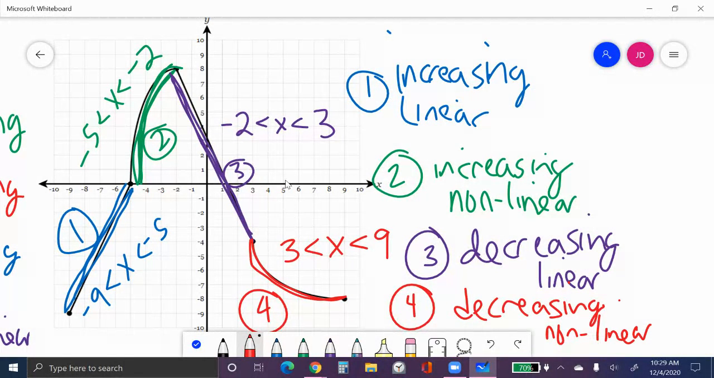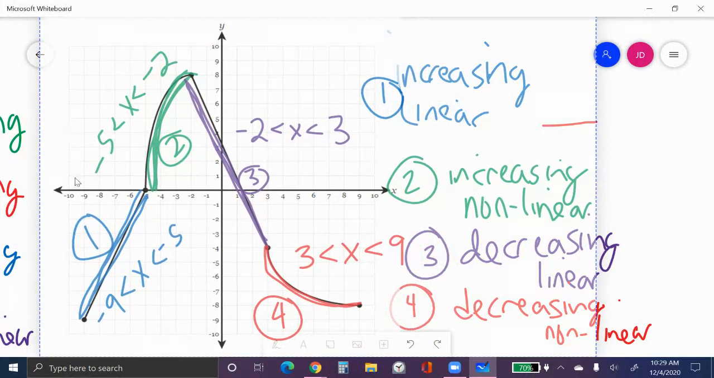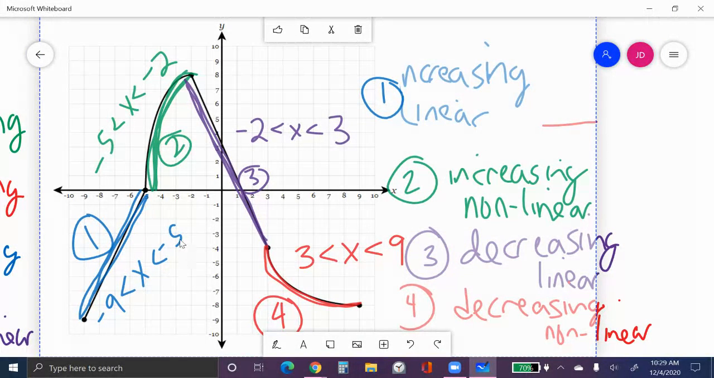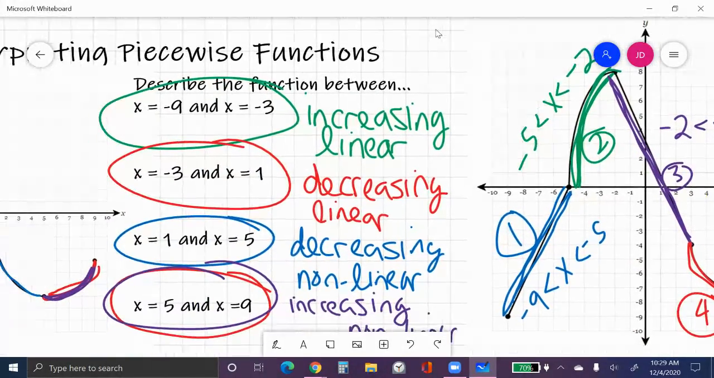So that's how you interpret piecewise functions. You always read a graph from left to right. A linear function is going to be straight, and a nonlinear function is going to be curved. Also, you can define it two different ways. You can say x is between negative 9 and negative 5, or you could say it with the equal signs like we did in this one. So there's two different ways it could look. You could have it look like this, or like what's called interval notation, where you have the less than signs in between.